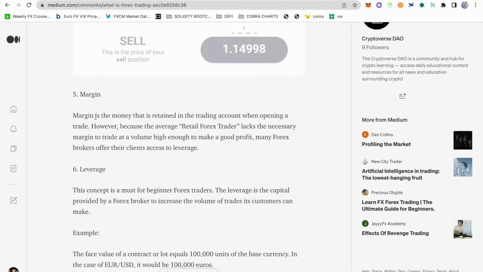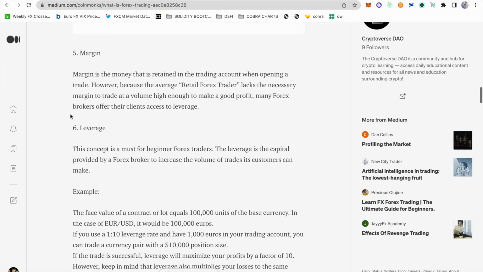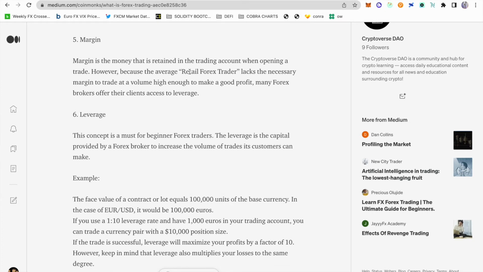What's margin, right? So margin is the money that is retained in trading accounts when opening a trade. However, because the average retail forex trader lacks the necessary margin to trade at a volume high enough to make a good profit, many forex brokers offer clients access to leverage. So margin is how much you're risking of your account, and it's important to understand margin.